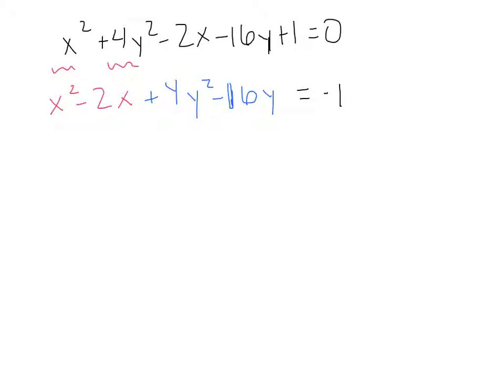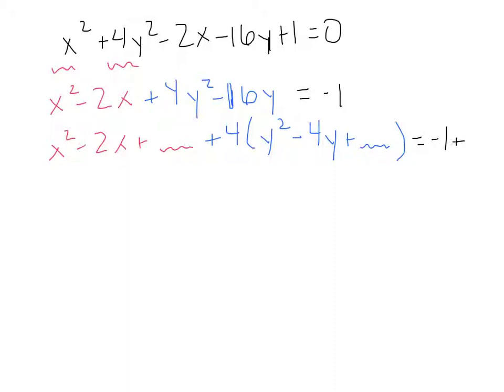So now I'm going to get ready to complete the square. We'll get our plus somethings and we'll factor out our a's. So we get x squared minus 2x plus something. For our y's, we're going to have 4 times y squared minus 4y plus something equals negative 1 plus something plus something. We need 2 of them because we have 2 blanks on the left-hand side.